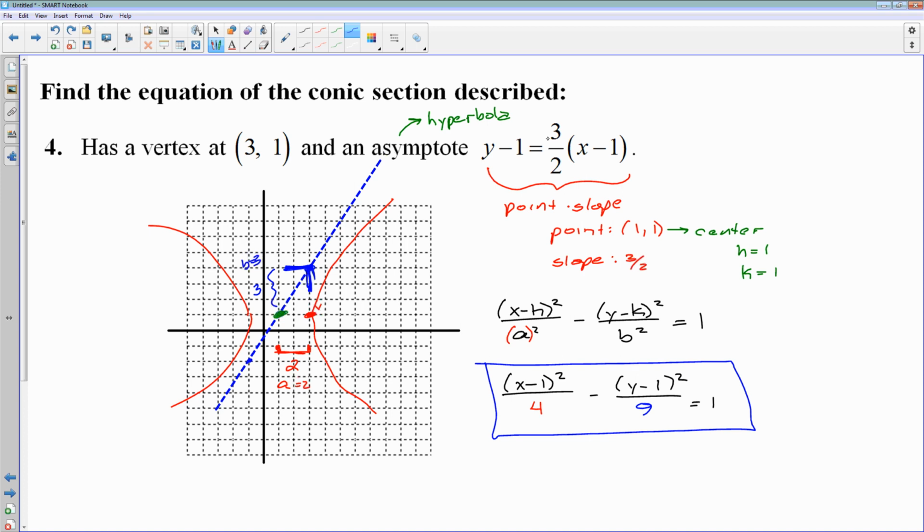So by giving you the slope of my asymptote, I actually gave you the a and the b for this conic section. So there we go. That is working backwards to find the equation of a conic section. Y'all's wax paper folding project is based on this type of information, so hopefully this will help you when you work on that.